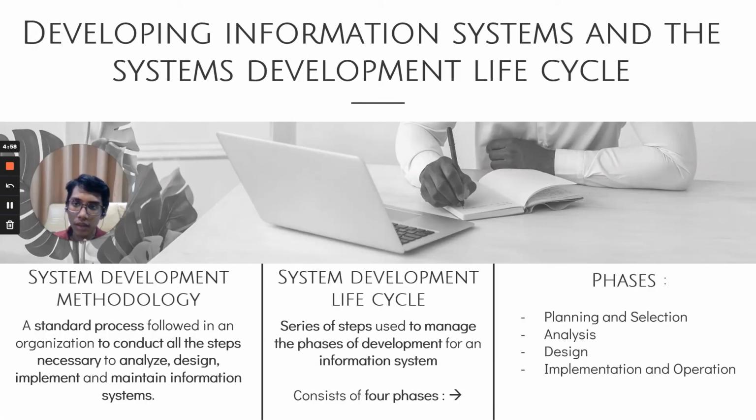So lastly, I am going to talk about developing information systems and the system development lifecycle. Basically, it consists of two elements, which are system development methodology and system development lifecycle. A system development methodology is a standard process followed in an organization to conduct all the steps necessary to analyze, design, implement, and maintain information systems. Which means in a system development methodology, there are steps that need to be taken.